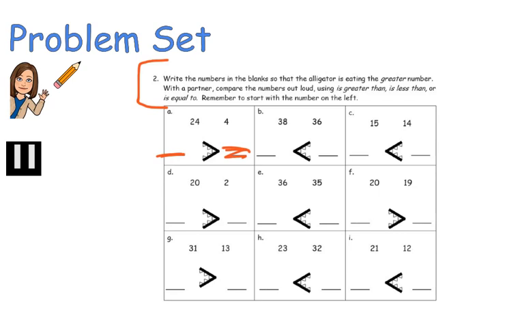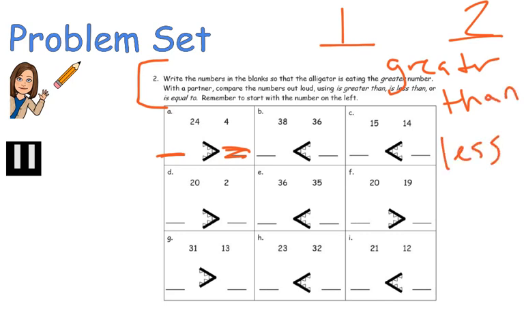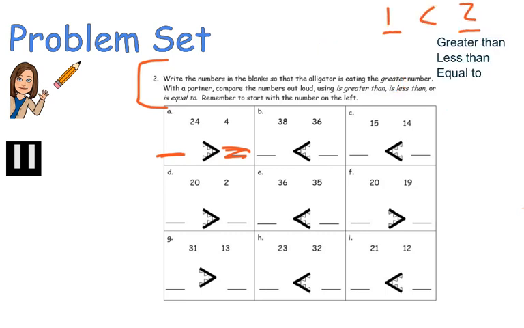Okay, so there are two parts to this. So we have to write the numbers on the blanks. So I'm just going to put 1 and 2. And then we need to actually read it and use the words. We need to say greater than, less than, or equal to. Okay? Okay, so here we go. Let's look at letter A.